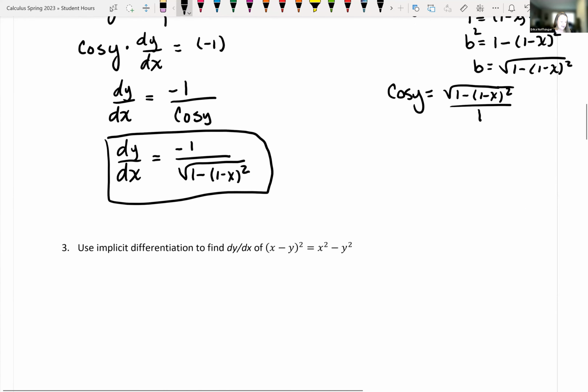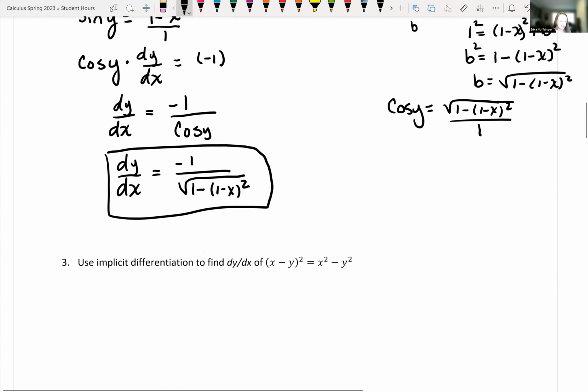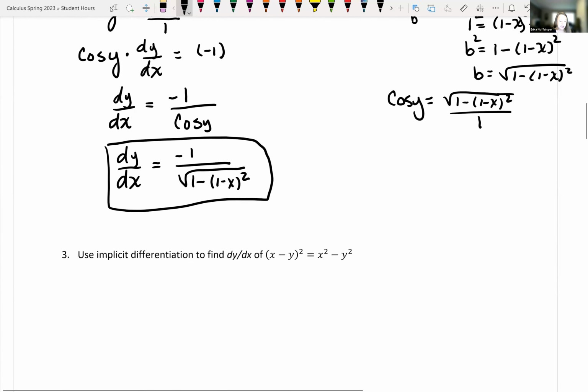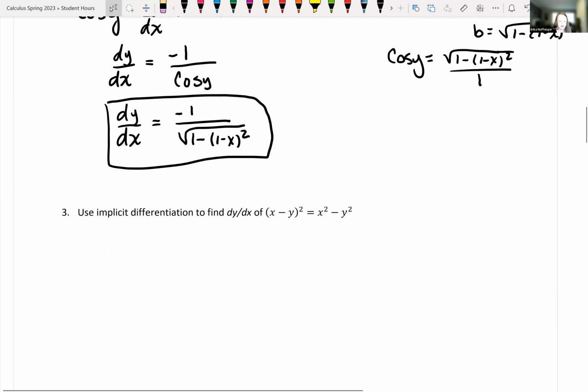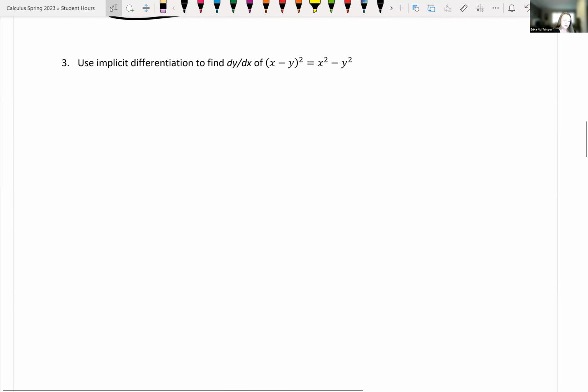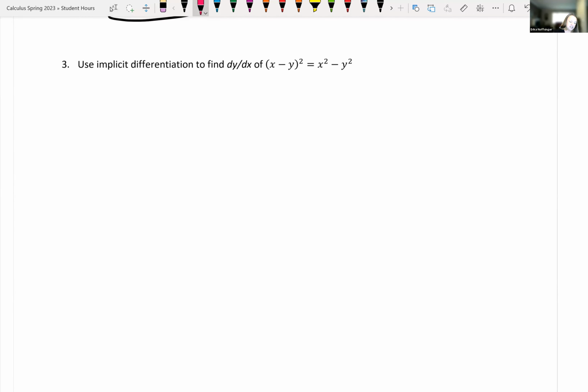Number 3 states, use implicit differentiation to find dy/dx of (x minus y) squared equals x squared minus y squared. So when we use implicit differentiation, notice that when we take the derivative of the left-hand side, we're going to need to use the chain rule. Whenever we take the derivative of y as a function of x, we need to tack on the derivative of the inside, which is dy/dx.